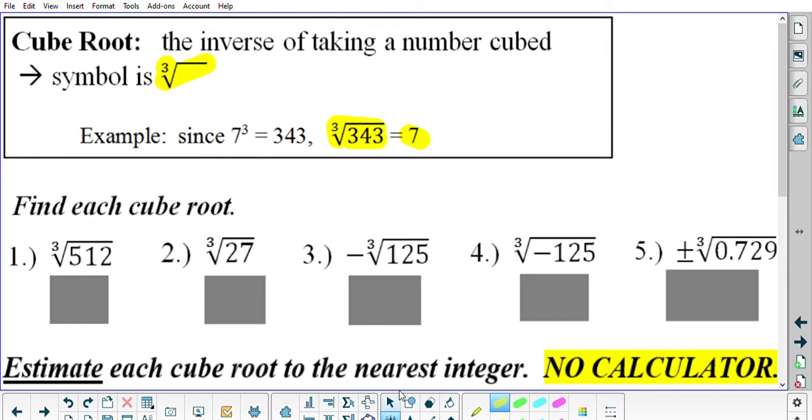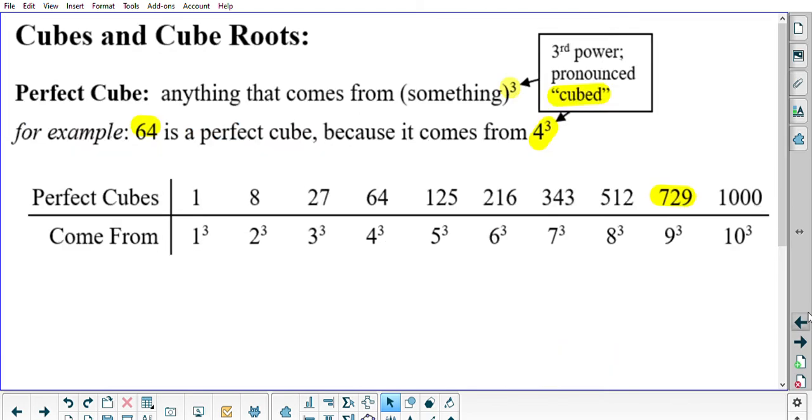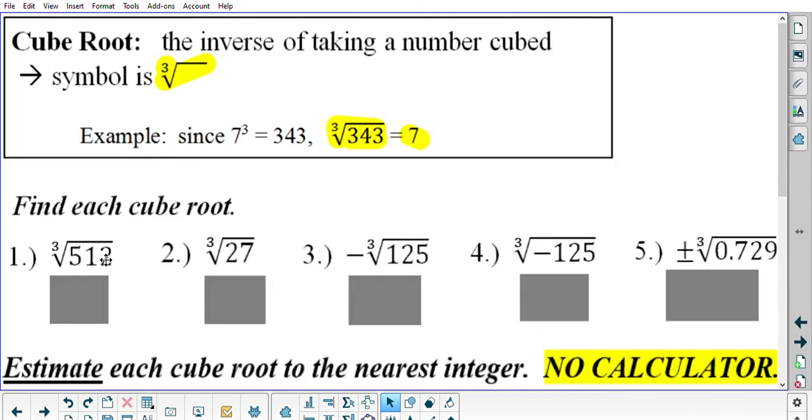So likewise, let's do problem number 1 together. What would be the cube root of 512? Well, you can use the chart that I've given you to help you. 512 comes from 8 to the 3rd power. Therefore, the cube root of 512 would be 8. All right, I want you to do 2, 3, 4, and 5 by yourself. So hit pause on the video. Do those 4 problems, 2 through 5, on your own. Then hit play when you're ready for me to go over the answers.